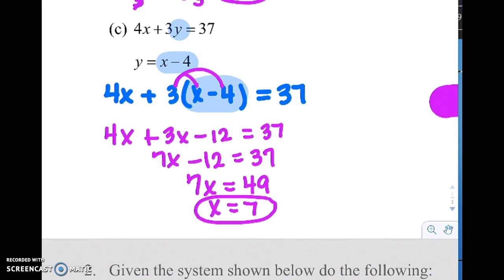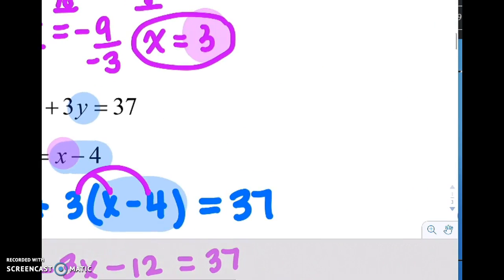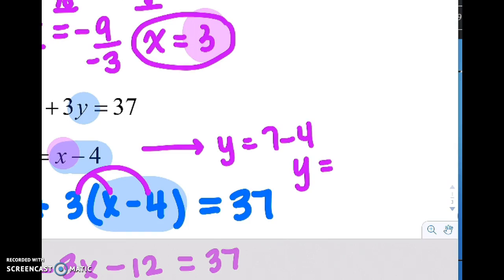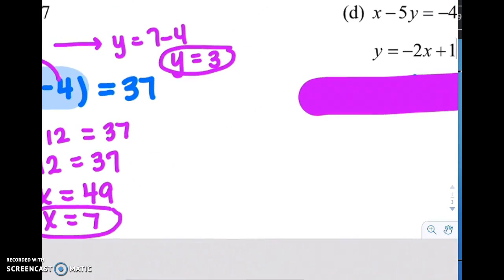And now I'm going to substitute that in right here in the second equation because that's a nice simple equation. y equals 7 minus 4, so y is equal to 3. And that means our solution is 7, 3.